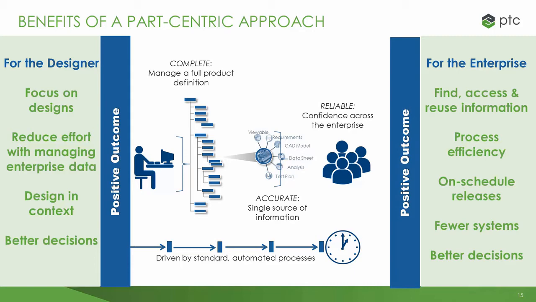This results in better revenue prediction with on-schedule releases and better decisions by everyone, because everyone is using the same single source of information, resulting in less frustration for the team, less scrap and rework, and high-quality products. The Windchill bill of material is complete. It's accurate, and it's reliable.